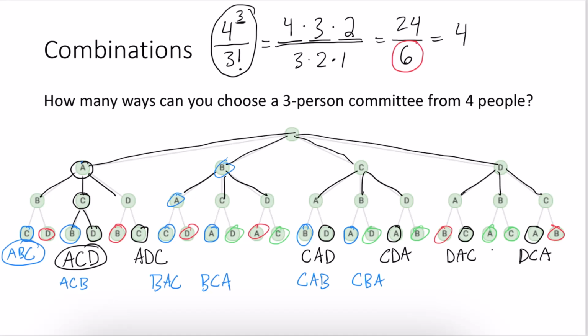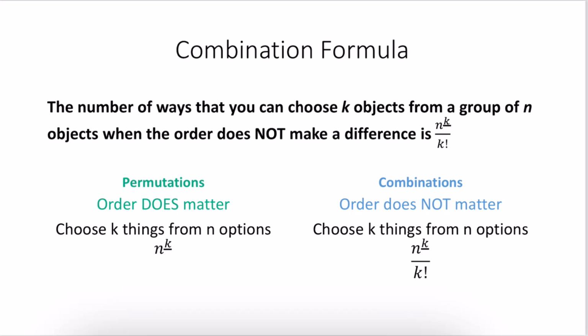So here's the general combination formula. The number of ways that you can choose k objects from a group of n objects when the order does not make a difference is n to the k falling divided by k factorial. So when you compare these two formulas, notice that the permutation formula is part of the combination formula. You just divide it by the number of duplicates. And the reason why you divide by that number of duplicates is because in the combination situation, the order doesn't matter, but in permutations, the order does matter.